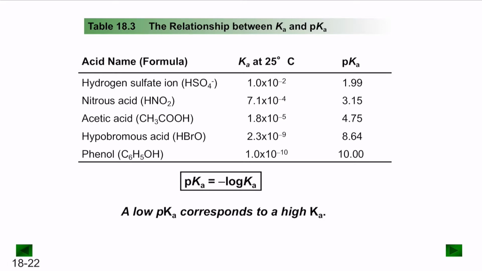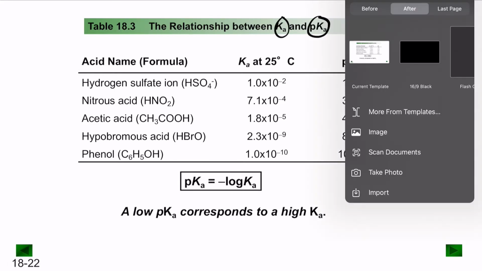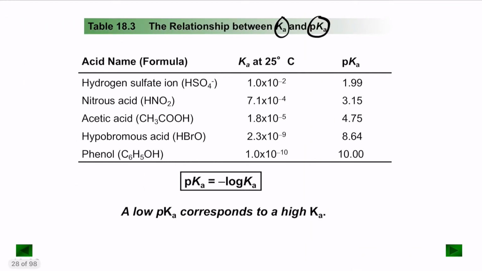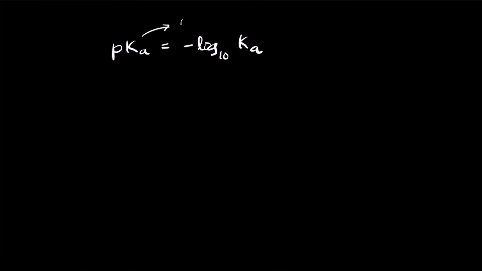So what is the relationship between Ka and pKa then? Just like pH, pKa is the negative logarithm to the base 10 of the Ka value. So pKa is generally used for weak acids. So it's generally used to compare between weak acids.